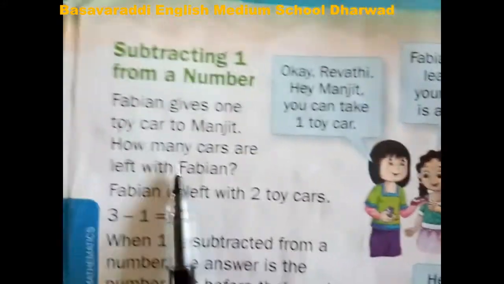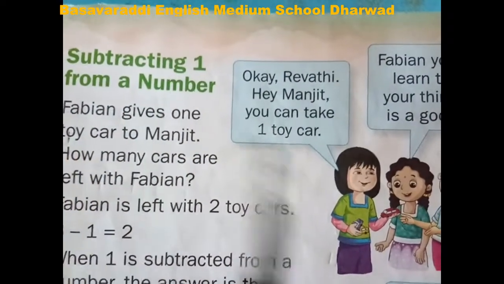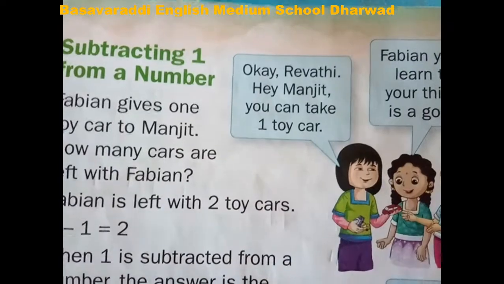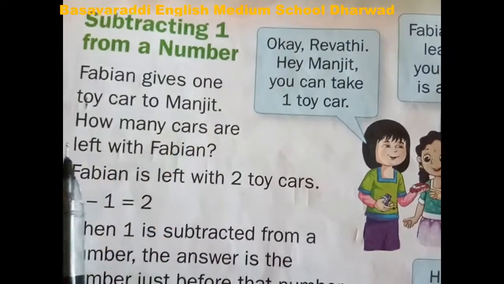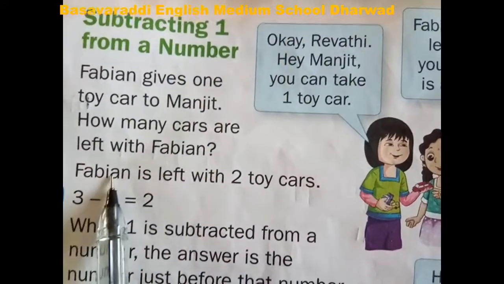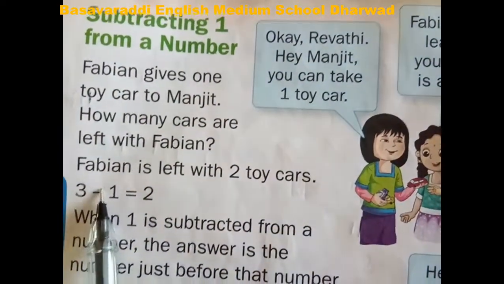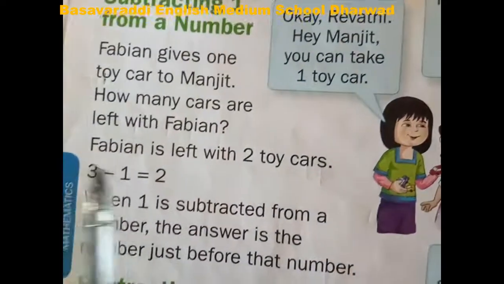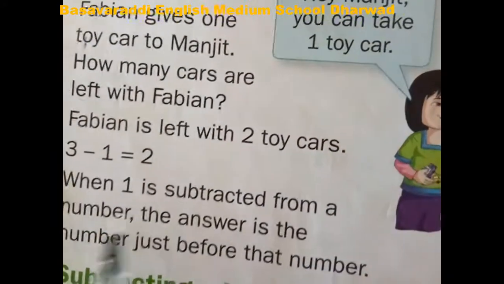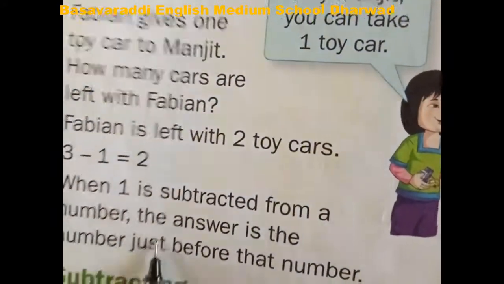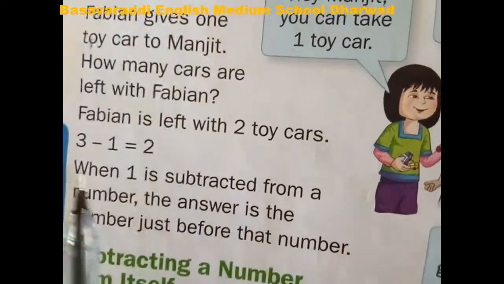Then what happened? This is subtracting 1 from a number. See, 3 cars are there and she is giving 1. Fabina gives 1 toy to Manjeet. How many cars are left with Fabina? Fabina is left with 2 cars. So that is the number before it. When 1 is subtracted from a number, the answer is the number just before that number. 3, before that is 2.